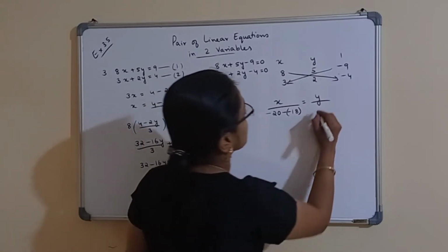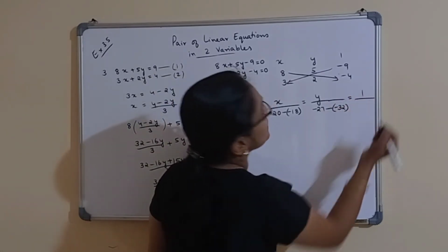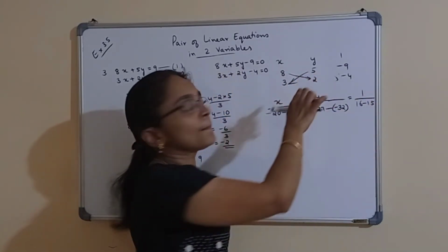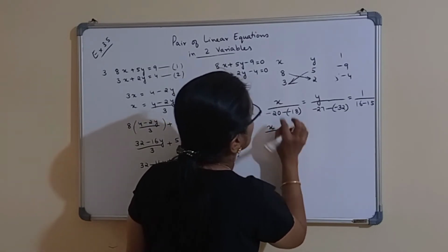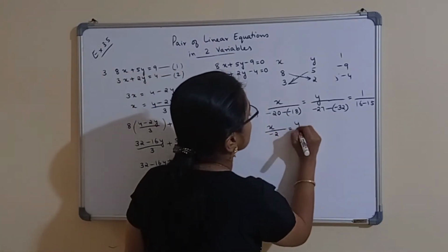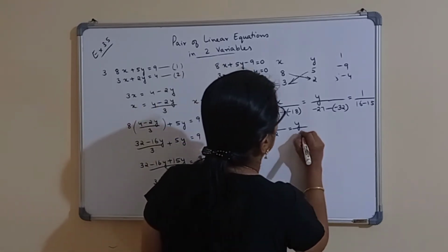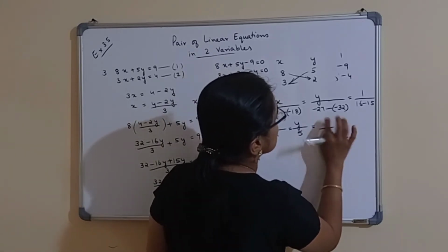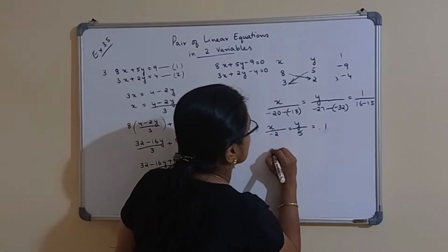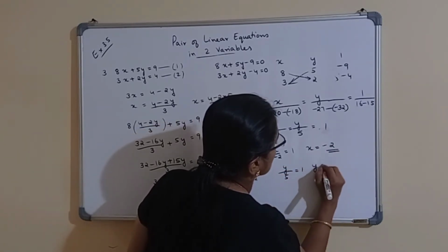So minus 9 into 3 is minus 27, minus 8 into minus 4, 4 8s are 32. And that is equal to 1 by, now multiply in this order. 16 minus 15. Okay. Now this is x by minus 20 plus 18, which is minus 2, is equal to y by minus 27 minus of minus 32, which is plus 32. Minus 27 plus 32 is 5, is equal to 1 by 1, which is equal to 1. So we got x by minus 2 equal to y by 5 is equal to 1. Now equate this. x by minus 2 is equal to 1, which means x equal to minus 2, and y by 5 is equal to 1, which means y equal to 5.